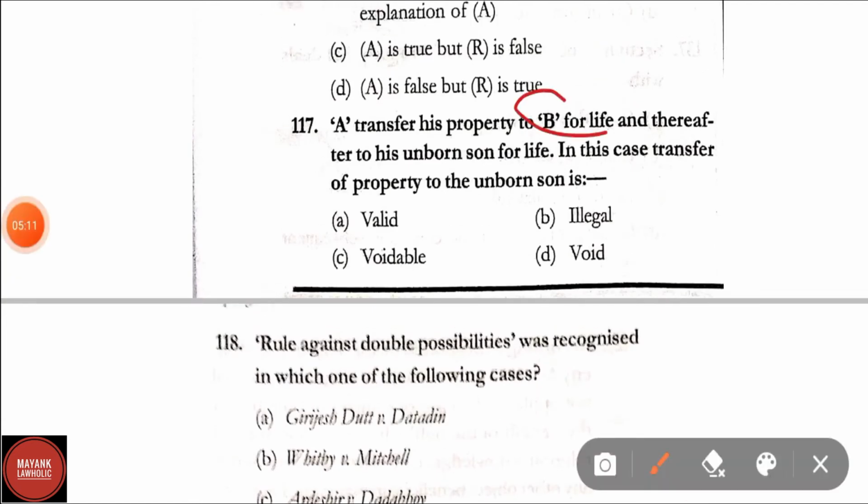A transfers his property to B for life and thereafter to his unborn son for life. In this case of transfer, the property to the unborn son is: valid, illegal, voidable, void. Correct answer is option D, that is void.